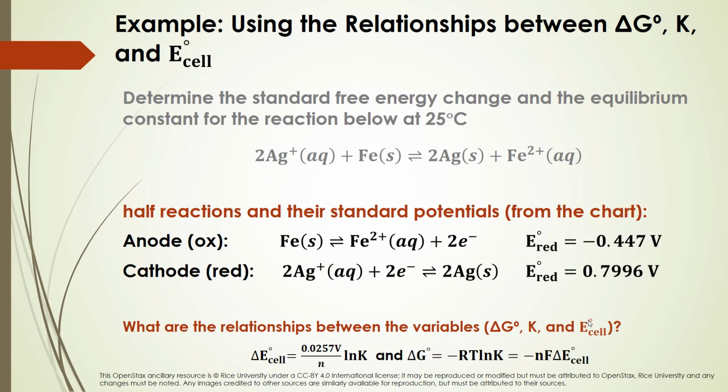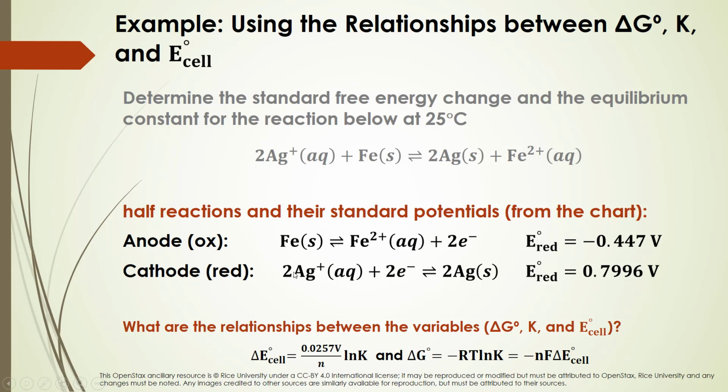So let's work on these half reactions first. The first thing you want to do is separate the two half reactions. Let's look at silver first. Silver is being reduced in this reaction. And in our balanced reaction, we can see that we require 2 electrons to get 2 moles of silver metal. And when we look on our chart, we find our reduction potential, and it's 0.7996 volts.